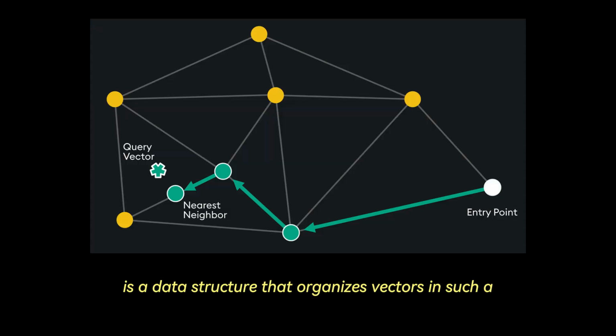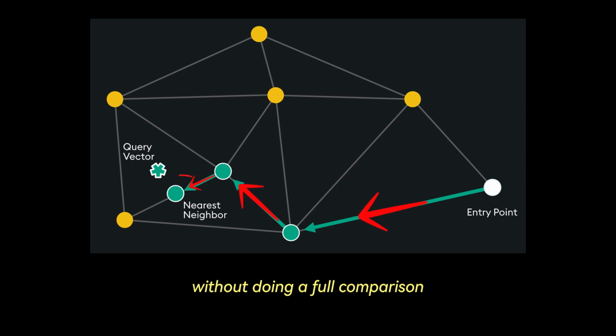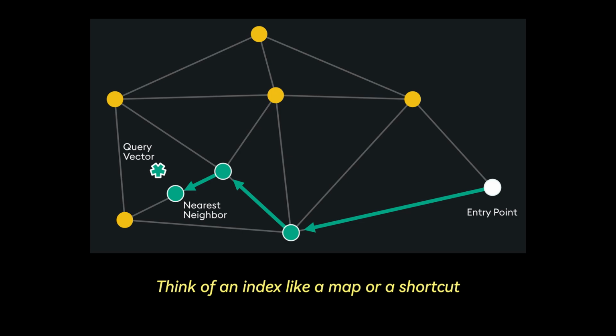So what is a search index? A search index is a data structure that organizes vectors in such a way that the system can quickly find similar vectors without doing a full comparison. Think of an index like a map or a shortcut that speeds up the process of searching through high-dimensional data. Without an index, the system would have to compare the query vector to every other vector in the database, which would be very slow, especially with large datasets.